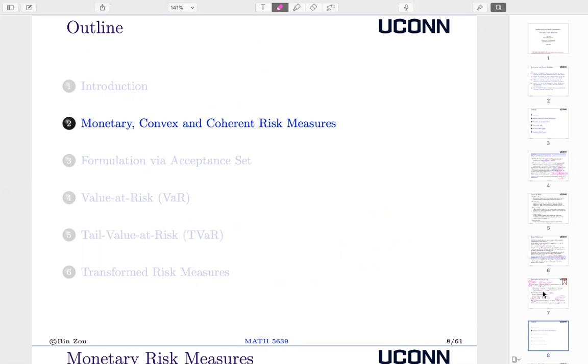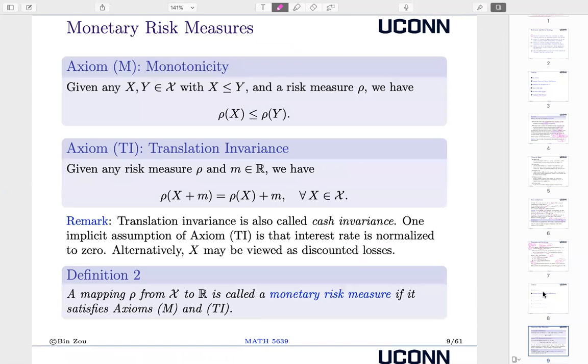Those motivate us to come up with some standard axioms we'd like to propose. So let me give you the introduction of this, and then we will discuss one by one. First, we define monetary risk measures. But to define this type of risk measure, we need two axioms. The first one is monotonicity, which we just mentioned. So if some loss is always bigger, the measurement of this risk should be bigger than the measurement of a smaller risk. This is what we refer to as monotonicity.